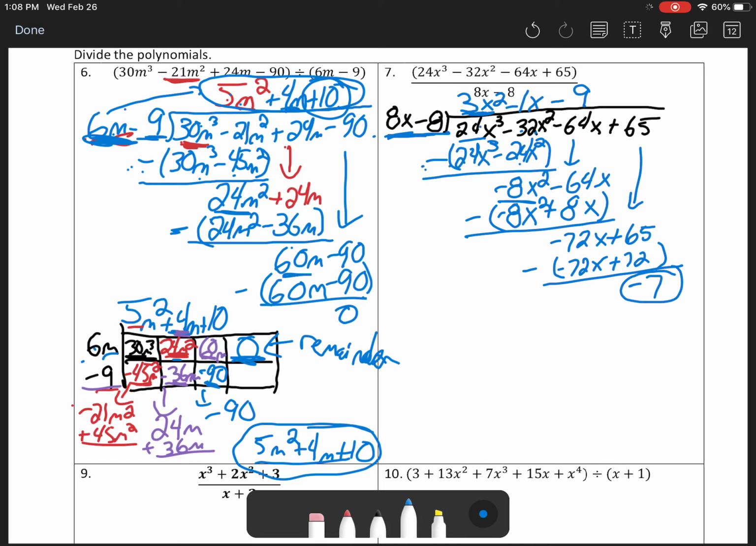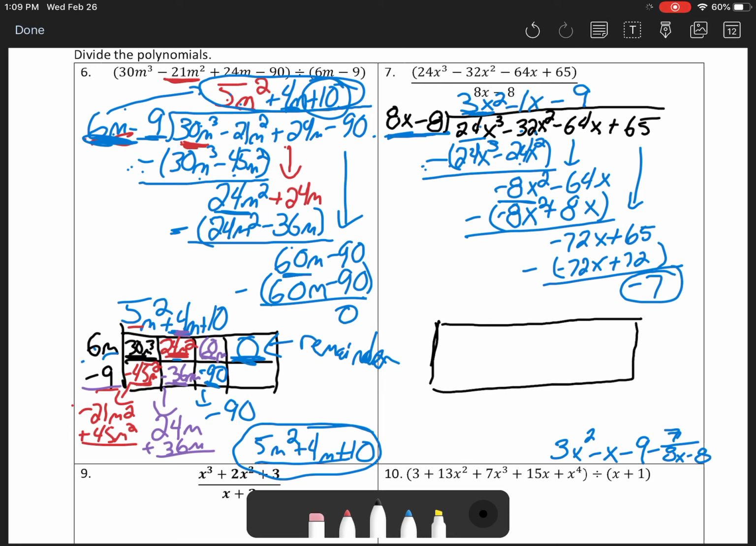So my final answer here is going to be 3x squared minus x minus 9 minus 7 over 8x minus 8, because you always put your remainder over your divisor. Now I'm going to do the box method, skip over it if that's not the one that you're interested in. So again, I set up my box. Okay, on the outside I have my 8x minus 8.